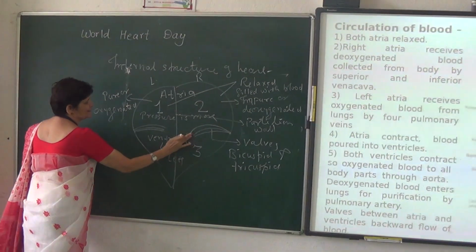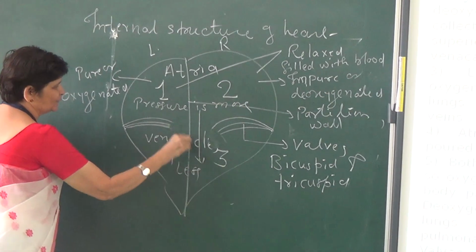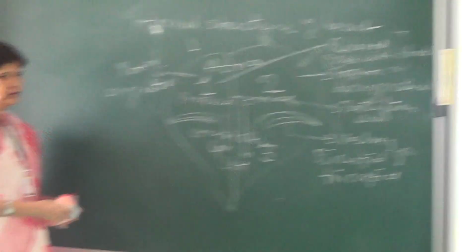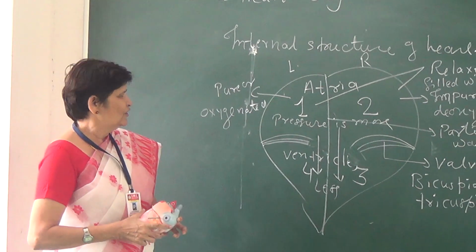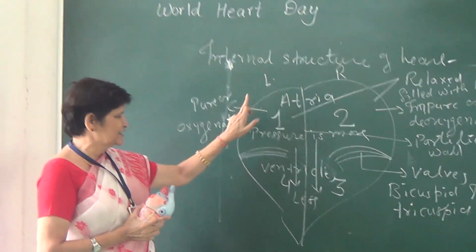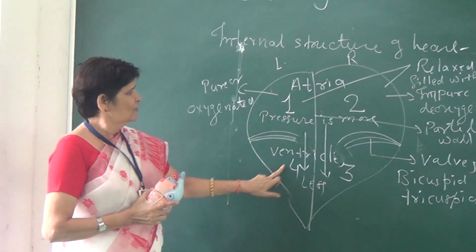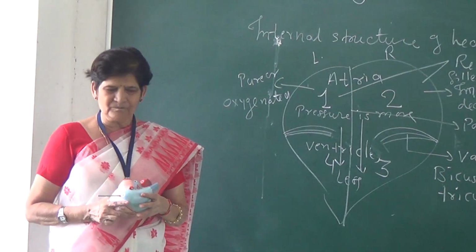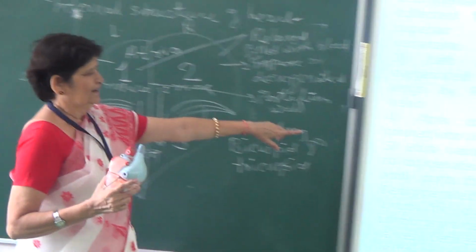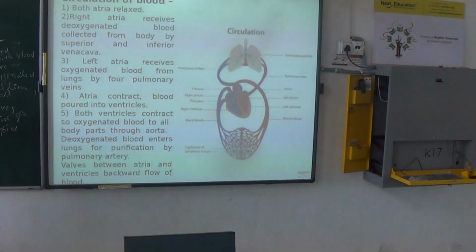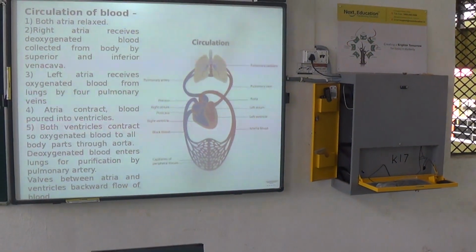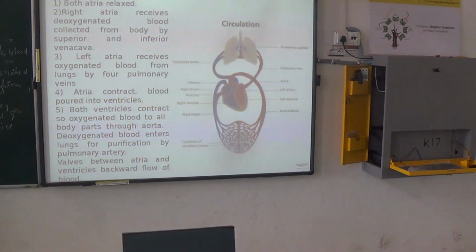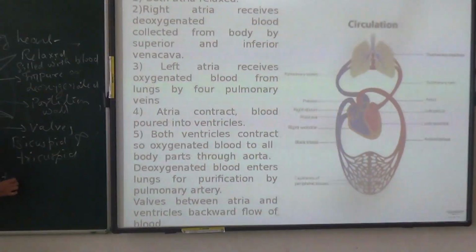These valves will open and blood will enter into the respective ventricle. From the left auricle it enters into the left ventricle. From the right auricle it enters into the right ventricle. Then both ventricles contract at the same time.